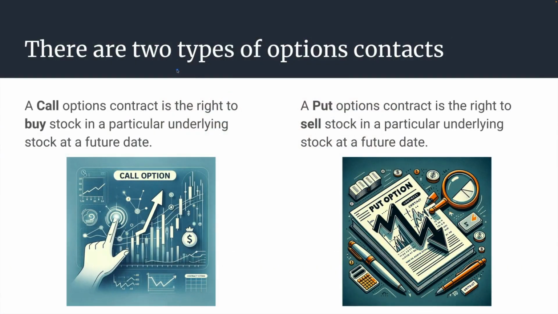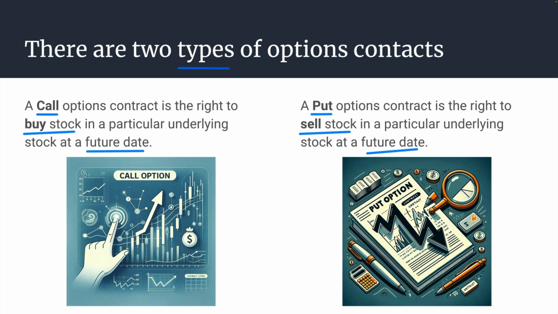But first we must realize there are two types of options, a call option and a put option. A call option is the right to buy a particular stock at some future date. And a put option is the right to sell a particular stock at a future date. First, we're going to dive into what a call option is, and then in a later lecture, we'll explore what a put option is.